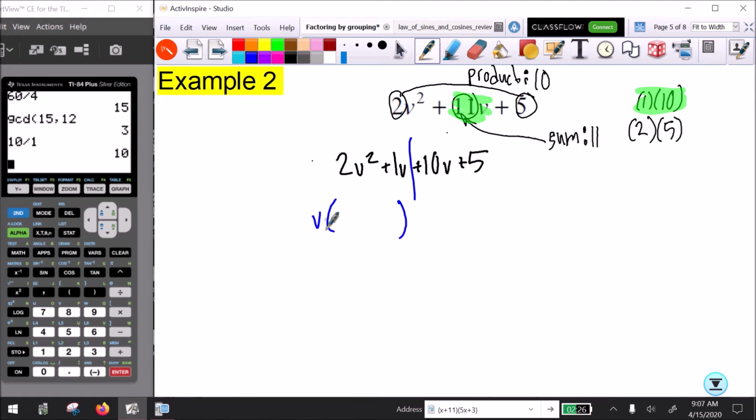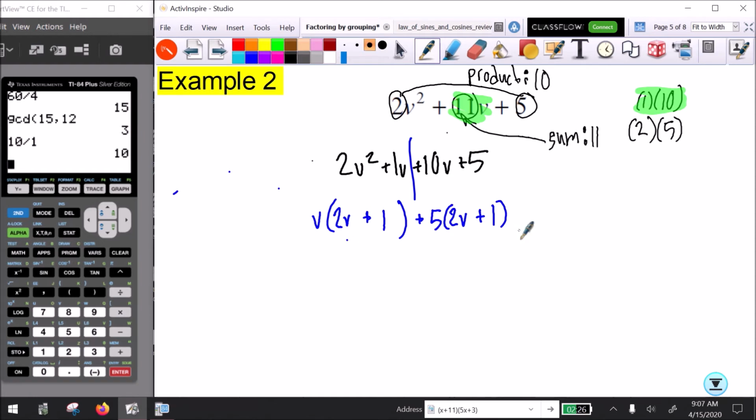And v times what is 2v squared? V times 2v. V times what is itself? V times 1. Over here, what number goes into 10 and 5 evenly? The answer is 5. 5 goes into 10v how many times? 2v times, because 5 times 2v is 10v. 5 goes into 5 how many times? 1 time. Notice that we have this common binomial factor of 2v plus 1 that exists both here and here.